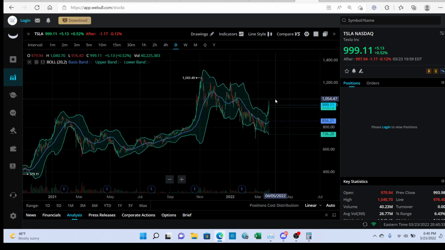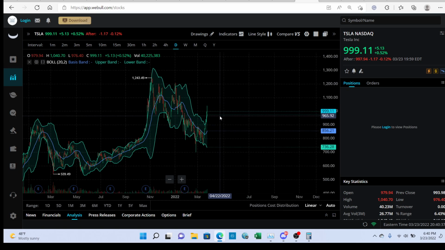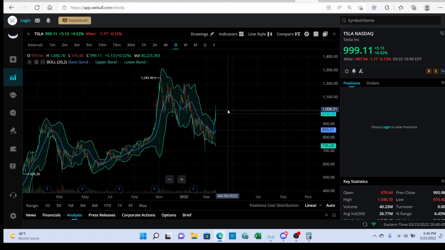So I hope that helped you with standard deviation and Bollinger Bands. And hopefully you'll realize that this is pretty overbought. And you could use this strategy in other stocks as well.